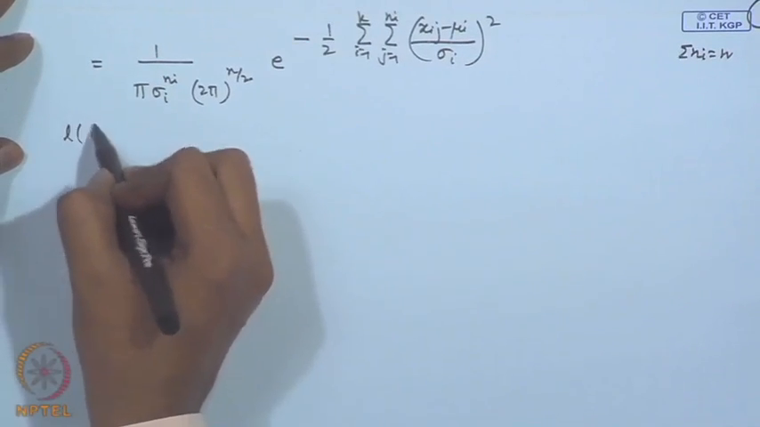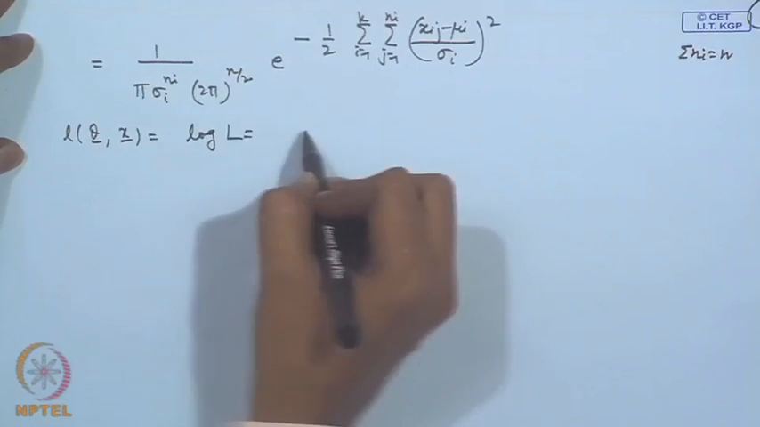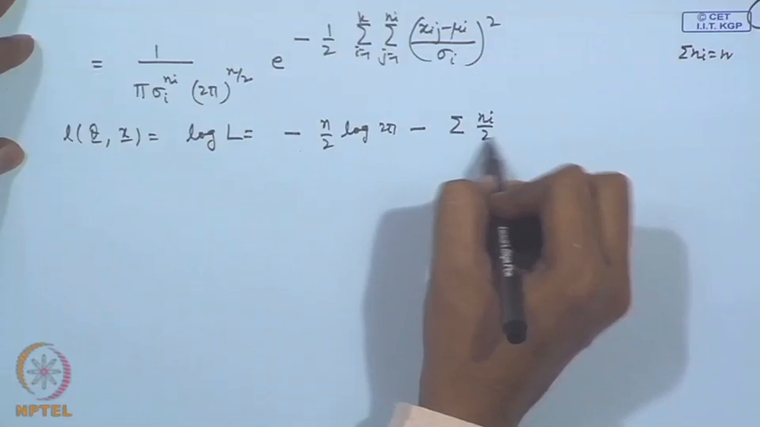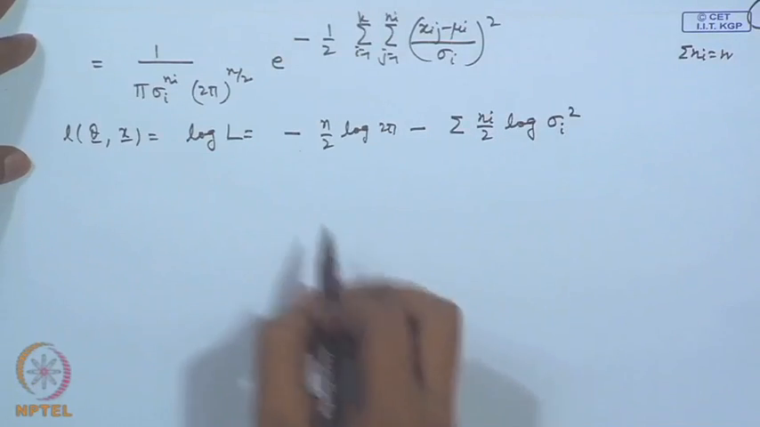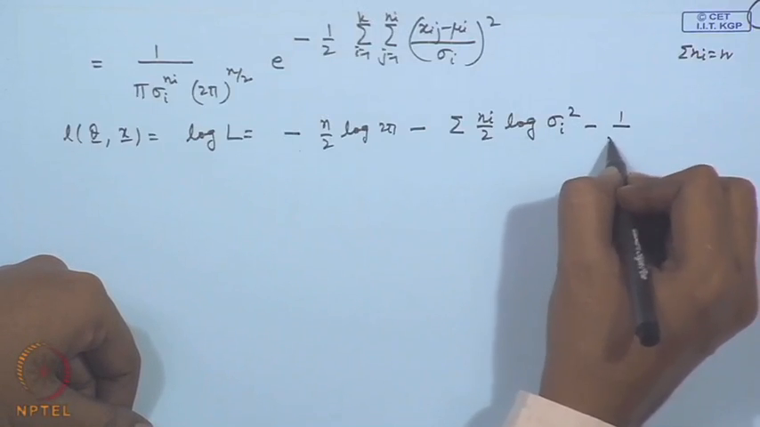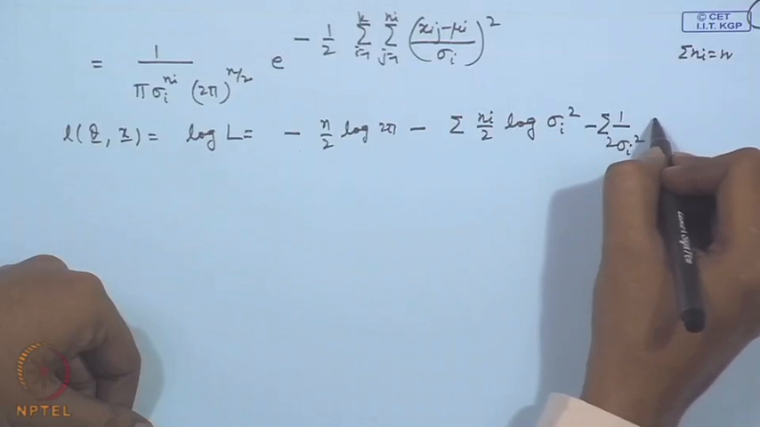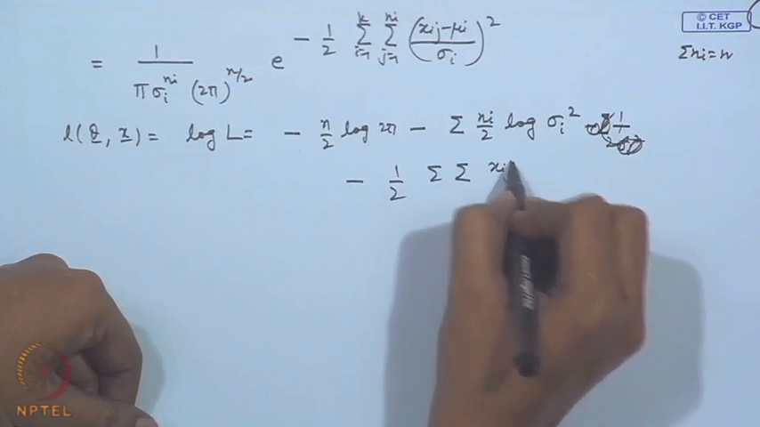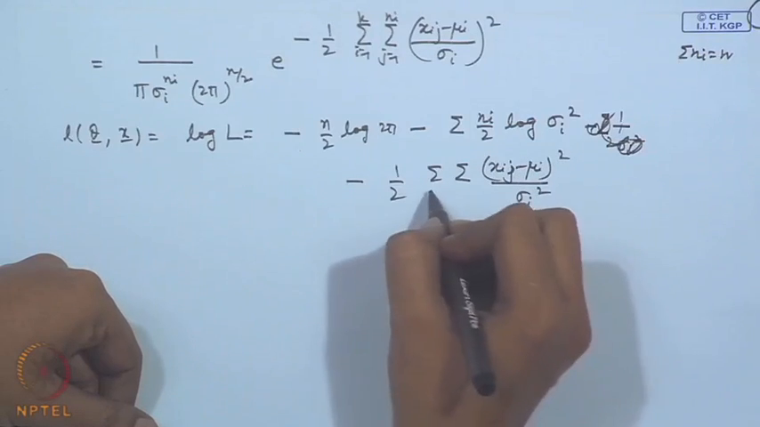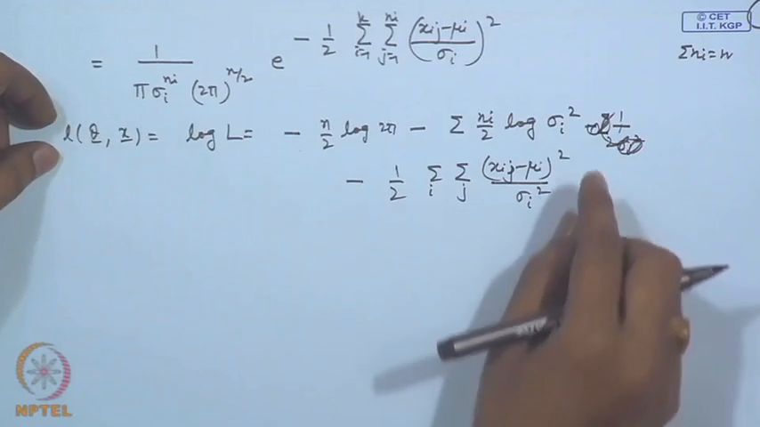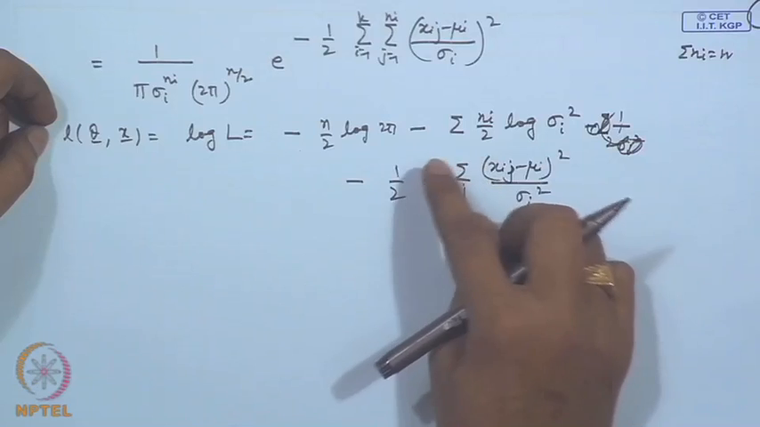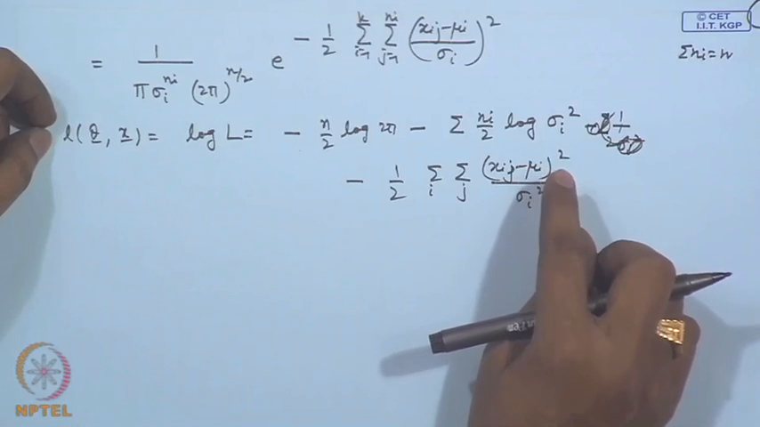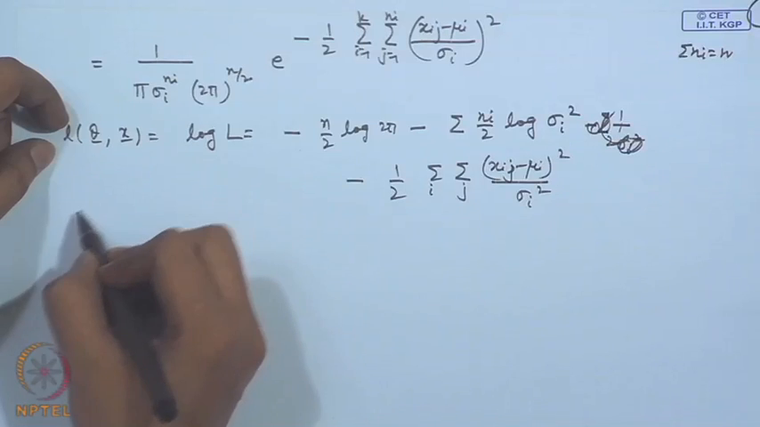So, we take the log likelihood function, that is equal to minus n by 2 log of 2 pi minus sigma n i by 2 log of sigma i square minus half double summation x i j minus mu i square by sigma i square. So, you can easily see that if I consider the usual maximization with respect to mu i's, it will occur at x i bars, and if I do with respect to sigma i square, I will get it at 1 by n i sigma x i j minus x bar square.